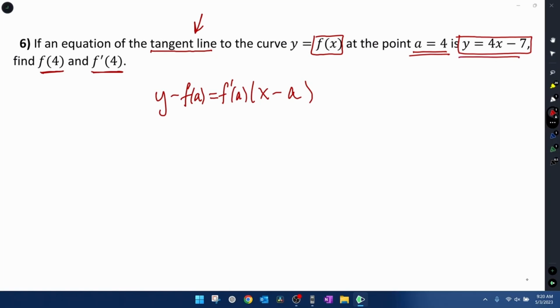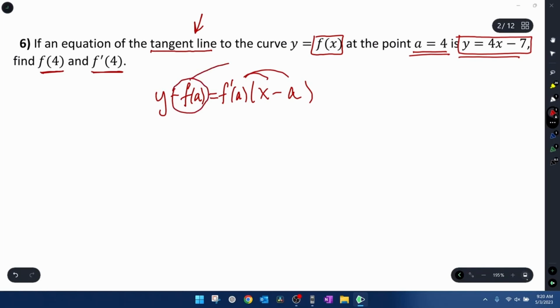So knowing this formula, we can manipulate this into slope-intercept form and then line it up with the equation we're given. So I'm going to distribute the f prime of a and bring over the negative f of a. That's going to give me f prime of a times x minus f prime of a times a plus f of a.